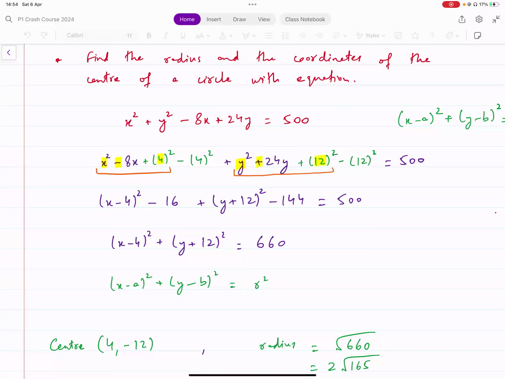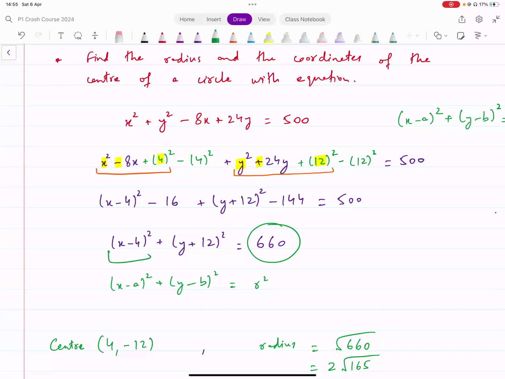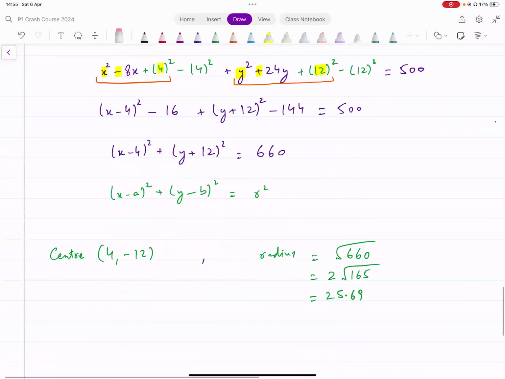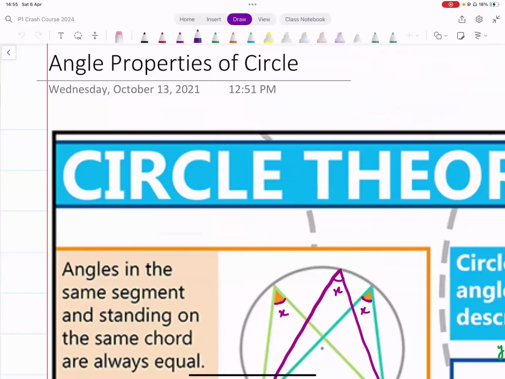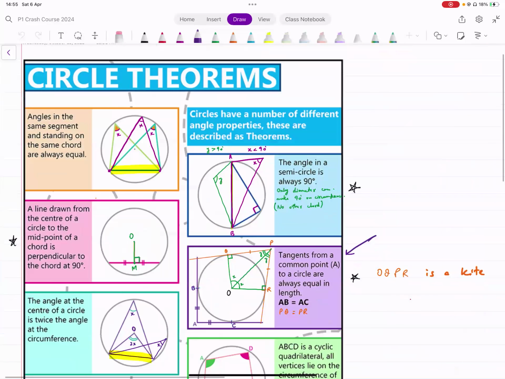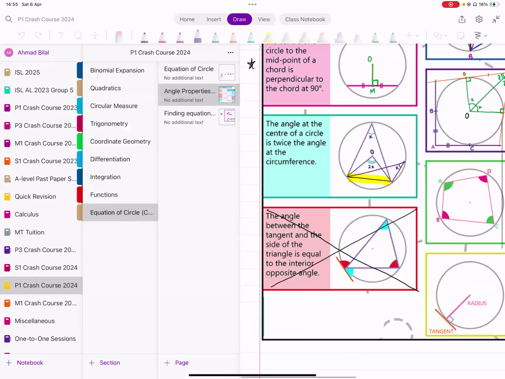All you have to do is complete the square for x terms separately, for y terms separately. Once you're done with completing the square, you convert it to the standard form with the constant on the right side and these two squares on the left side, compare it with the standard form, and you get the coordinates of the center and the radius. That's what we did. Then we talked about angle properties of circle. They're still used in this topic as well. You need to keep that in mind.